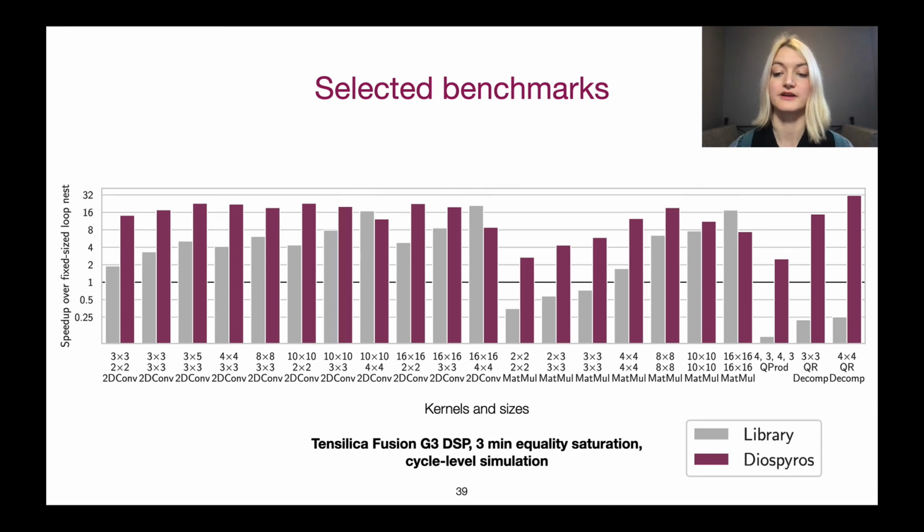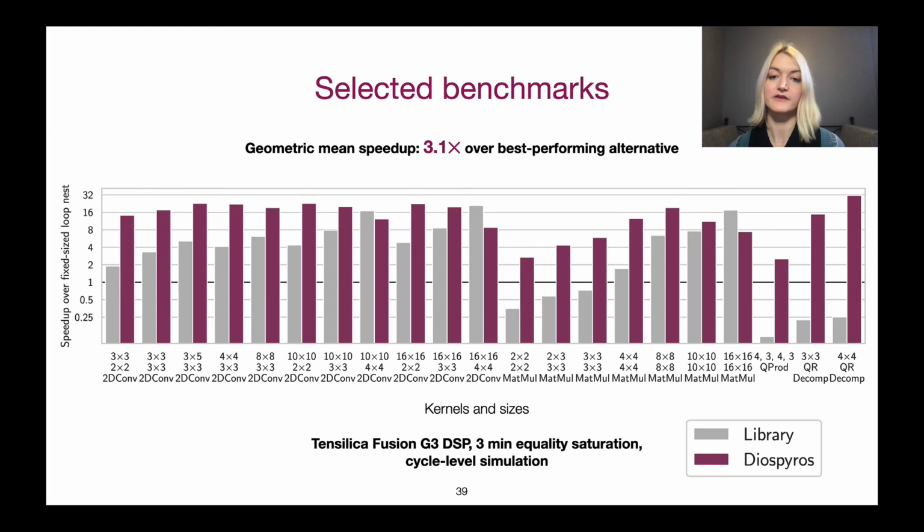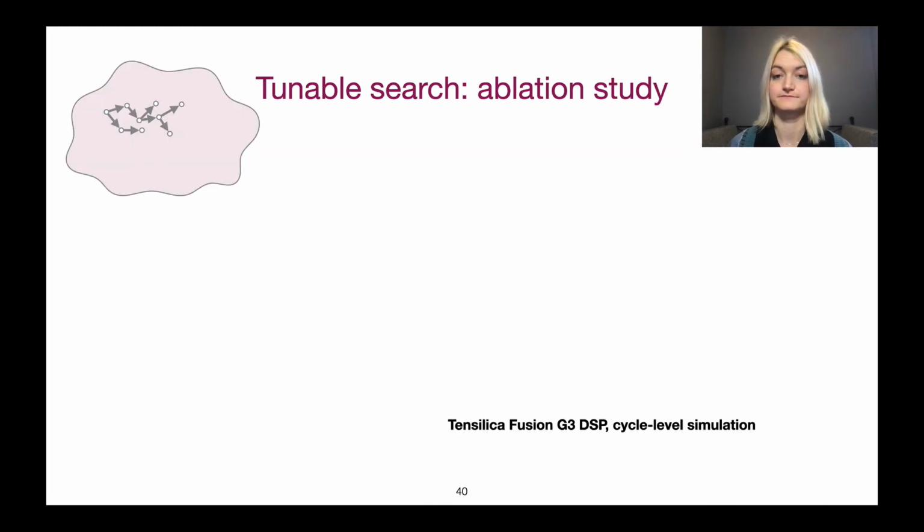Our performance is shown here with our tool in magenta. You see that we achieve good performance, reaching on average 3 times the performance of the best performing alternative. And that includes, in this case, library code that was, in some cases, hand-tuned to do well on this particular target. So that library code is shown in gray. The cases where the library beats us tend to be cases like the 16 by 16 and 4 by 4 2D convolution, where the fixed sizes of the data aligns nicely with the vector width.